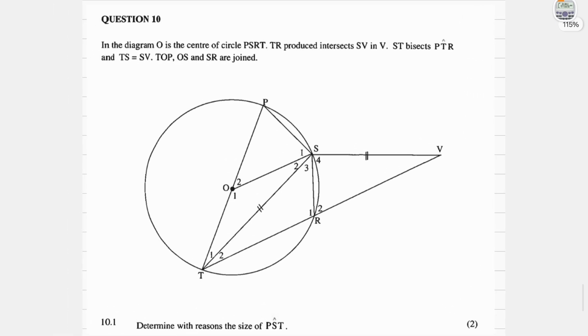Question 10 says, in the diagram, O is the center of the circle PSRT. TR produced intersects SV in V. ST bisects angle PTR. So we're going to have to look at what that is going to do to those two angles. And then they tell us that TS is equal to SV, as we can see. And then TO, PO, OS, and SR are joined.